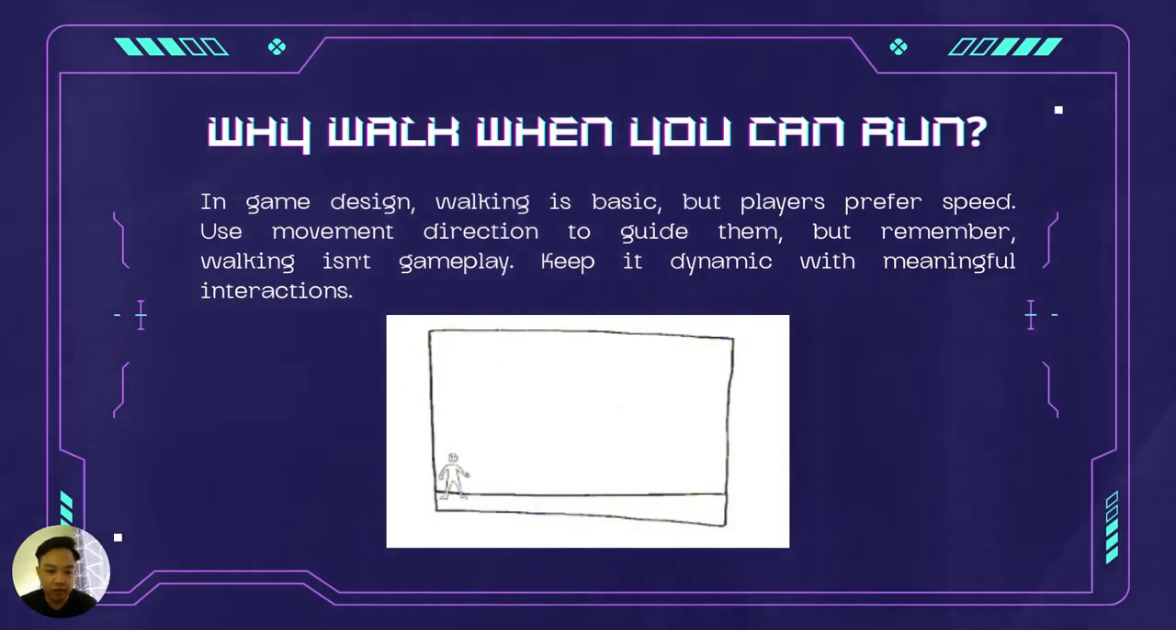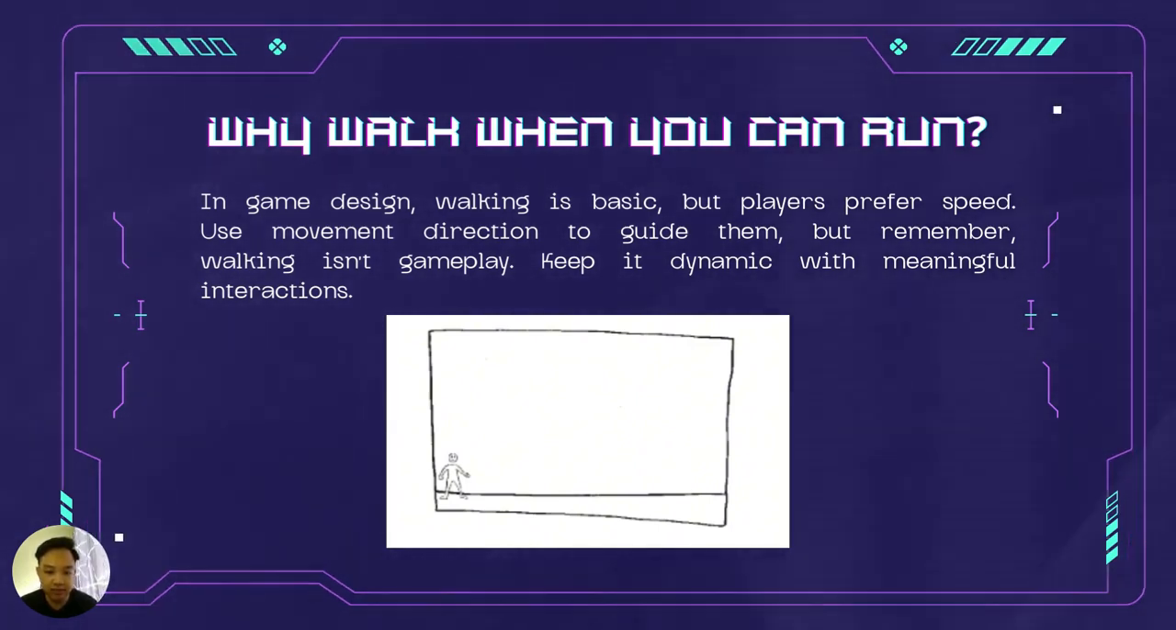Furthermore, why walk when you can run? In game design, walking is basic, but players prefer speed. Use movement direction to guide them, but remember, walking is not gameplay. Keep it dynamic with meaningful interaction. So from the image you can see, this is not a good walking gameplay.